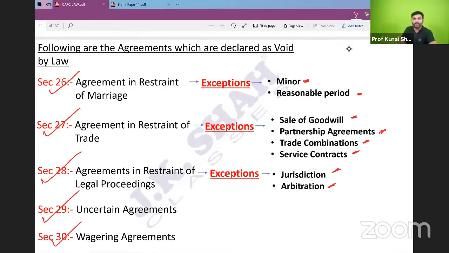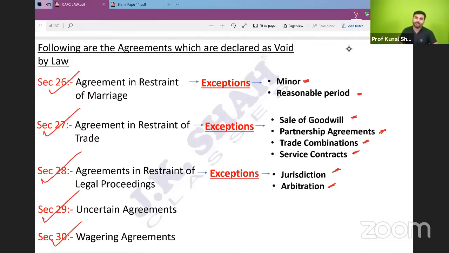Similarly, section number 29, uncertain agreements. Any agreement wherein the offer is uncertain or the acceptance is uncertain is an uncertain agreement, and sorry to say, uncertain agreements are void ab initio. I made a promise to sell oil. Which oil, I don't know. It is an uncertain offer from my side. The agreement which gets formed is an uncertain agreement. Over here, it is void ab initio.